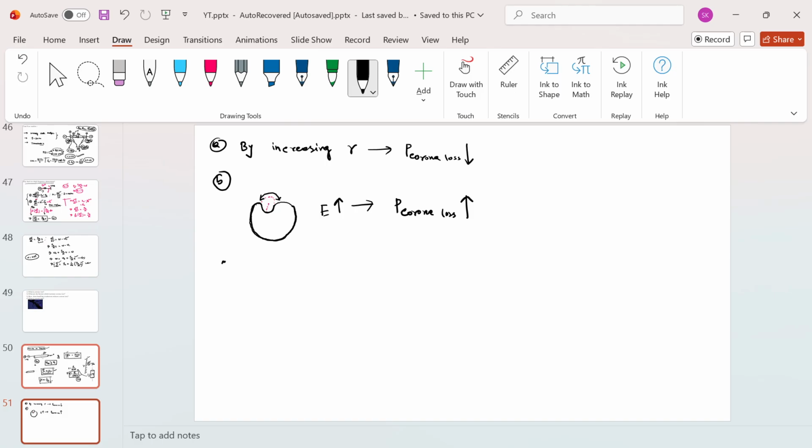And the third point is, it depends on the weather. If it is rainy season, there will be moisture, so in that case your coronal loss will also increase. So it depends on the weather also. So these are the main 3 points you can remember, or mention, about the factors that increase or decrease the coronal losses.